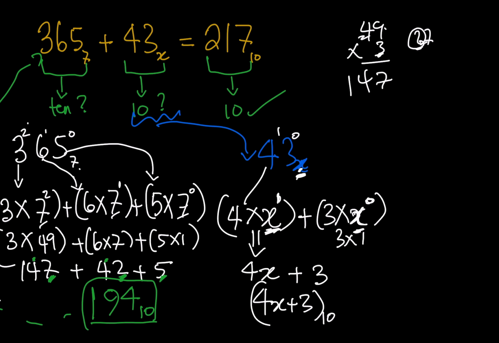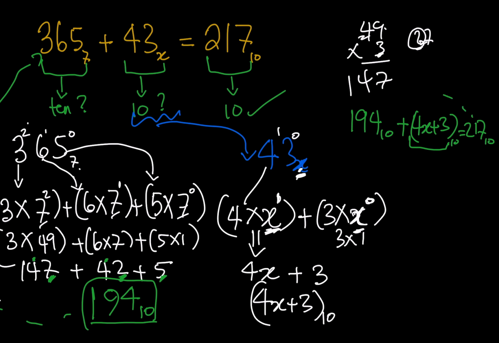So basically, I'm going to continue here, please. We are having 194 base 10. Can you see that? Plus 4x plus 3 base 10. Okay. And it's giving us what? 217, right? Base 10.